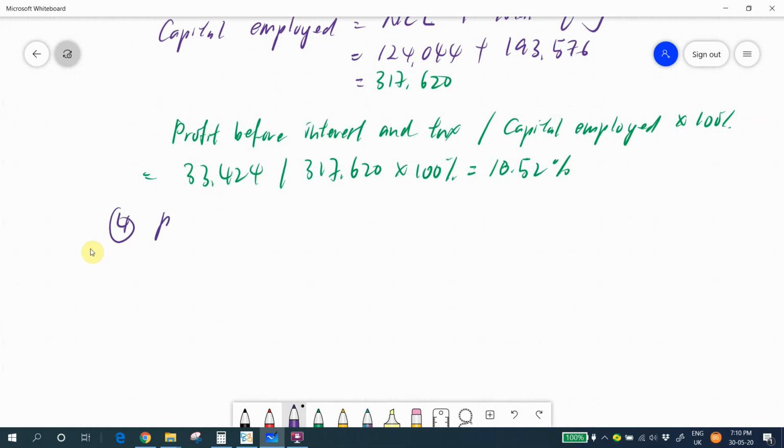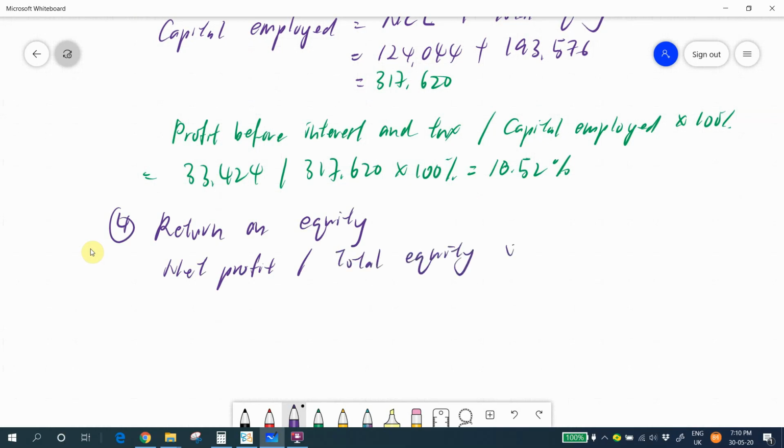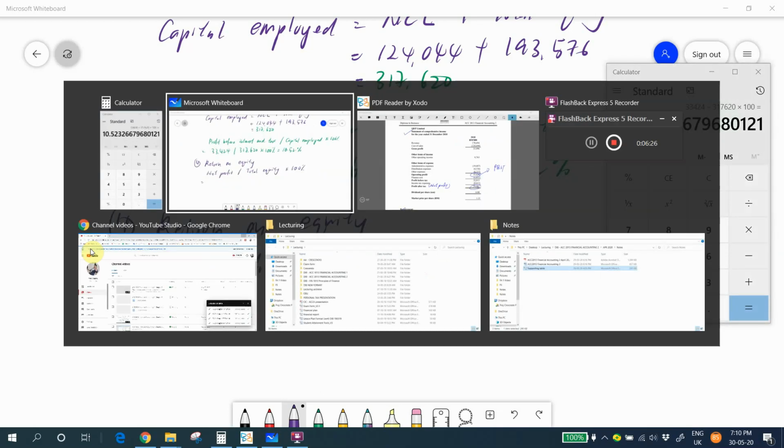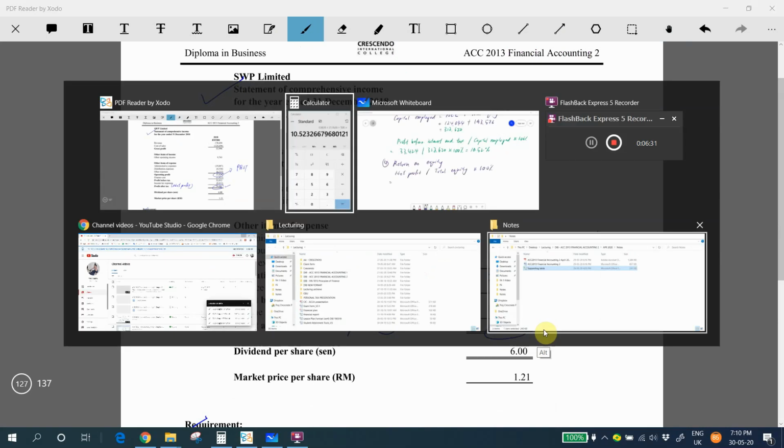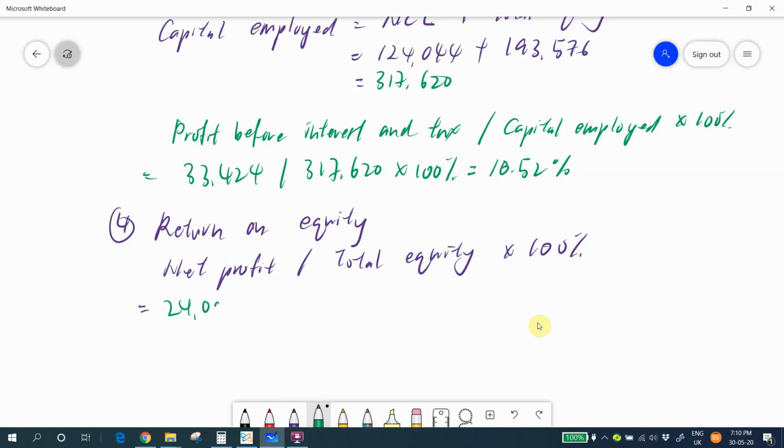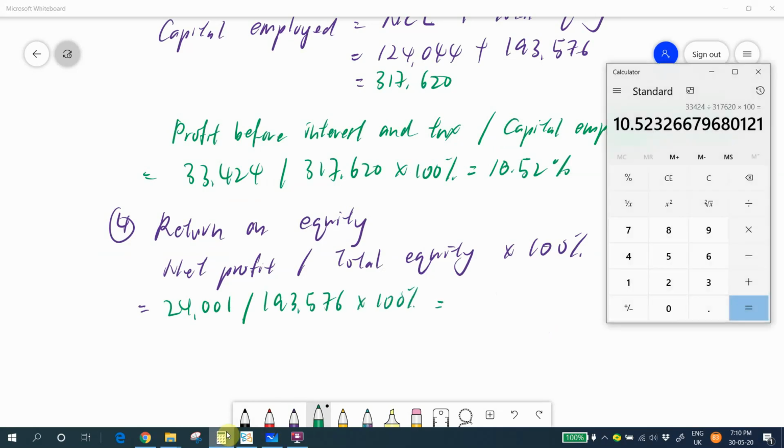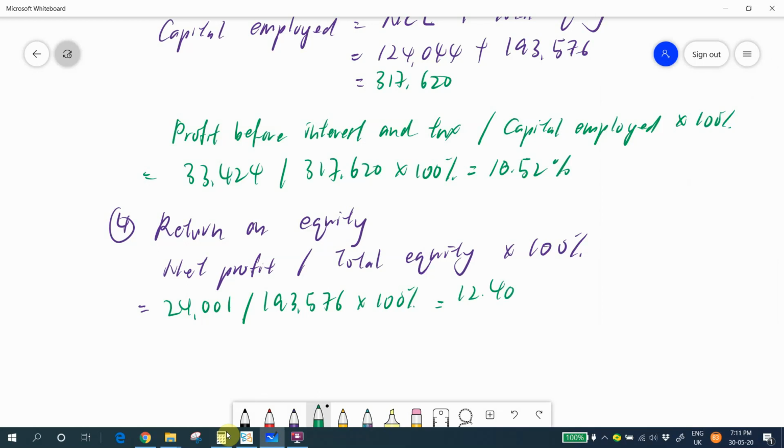Next ratio is regarding your return on equity. For the return on equity, the formula we use net profit divided by total equity times 100%. So net profit of the company 24001. Total equity will be 193576 times 100%. So answer 12.4%. Perhaps we can make a remark on the answer.